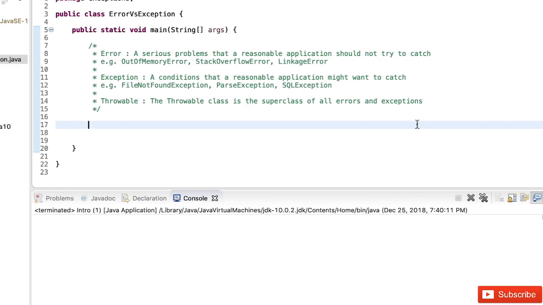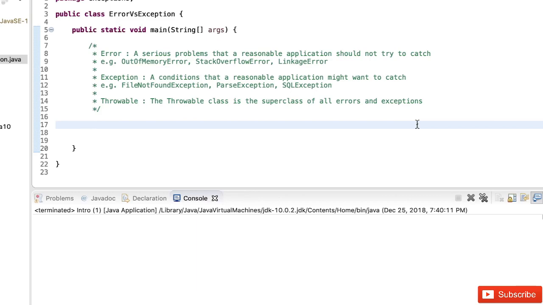On the other hand, exceptions like file not found exception, SQL exception, etc., can be recovered at runtime, and a reasonable application should try to catch them and provide the steps to recover so that execution can continue. So that's the main difference between error and exception.